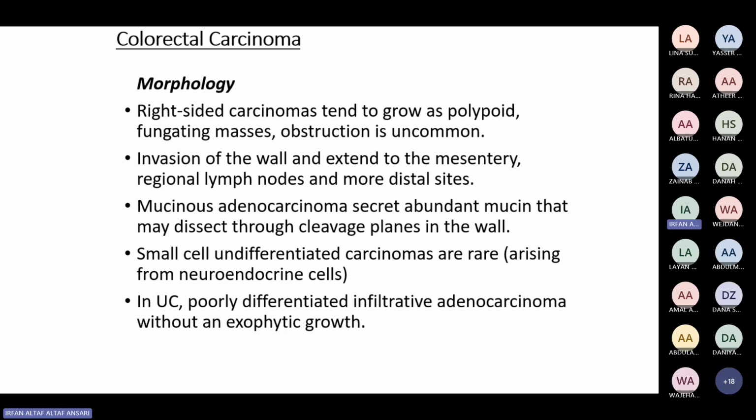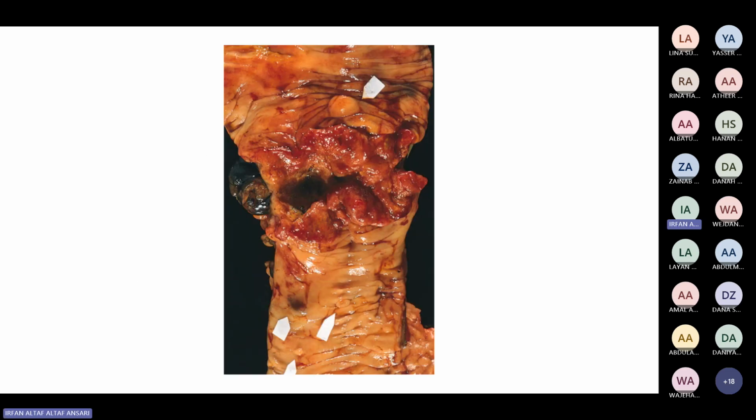Mucinous adenocarcinoma secretes abundant mucin that may go into the walls through the crypt or the cleavage plane. Small cell carcinoma arises from neuroendocrine cells. In ulcerative colitis, UC is ulcerative colitis, an inflammatory bowel disease, you get a poorly differentiated infiltrative adenocarcinoma with an exophytic growth pattern. So there is poorly differentiated carcinoma which will be infiltrating deep into the layers up to the serosa, with exophytic or large growth at the mucosal level. This is which side, right or left?